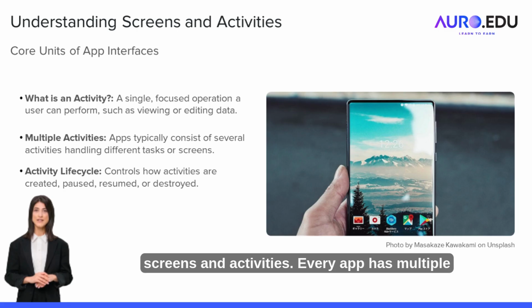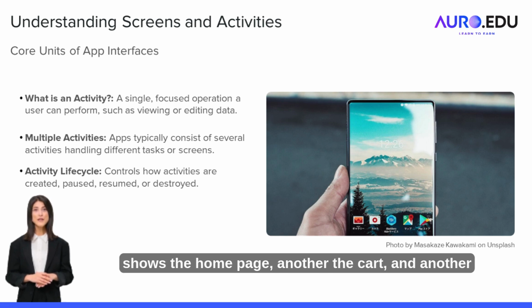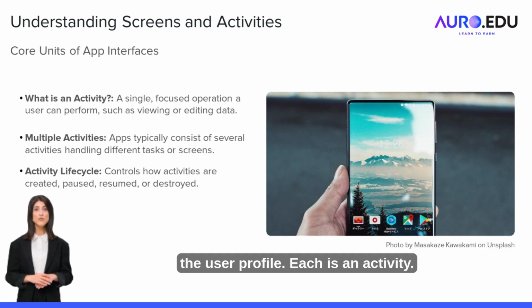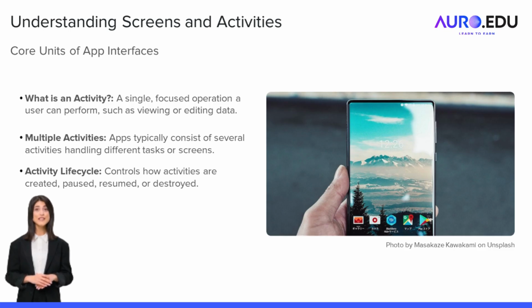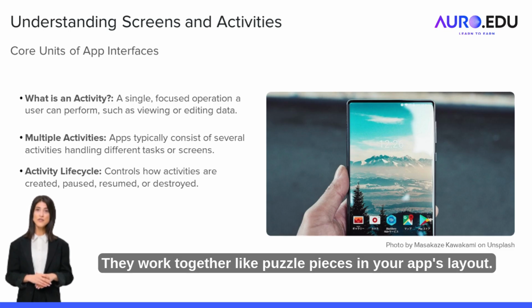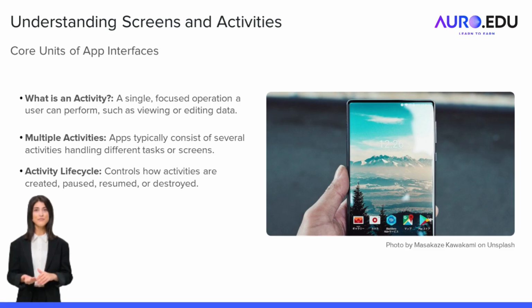Understanding screens and activities. Every app has multiple screens, called activities. Think of your favorite game or shopping app. One screen shows the home page, another the cart, and another the user profile. Each is an activity. They work together like puzzle pieces in your app's layout.